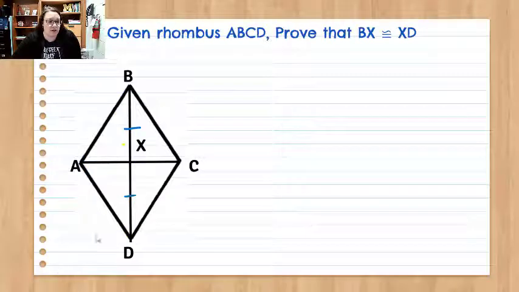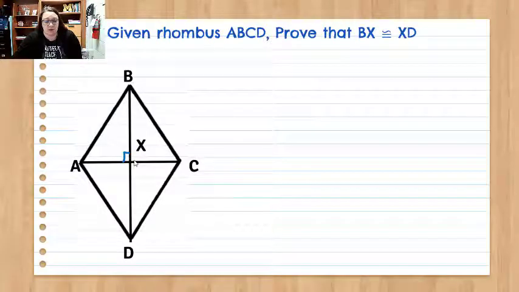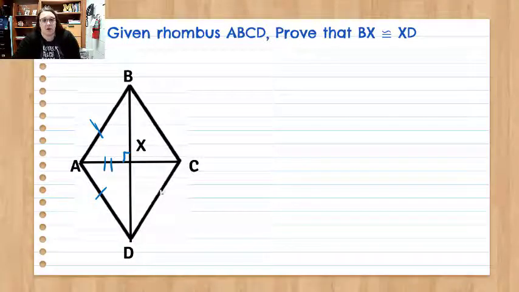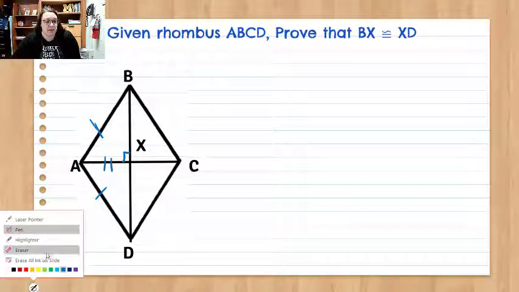Let me figure out a game plan. One of the things I could use is the fact that we have perpendicular bisectors here. That is a definition of a rhombus, so I could use that, as well as the fact that these two are equal, and then I've got a side that's in common, so it looks like I can show hypotenuse leg congruency. So that's my game plan.